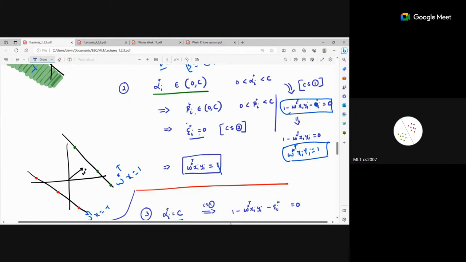When you combine alpha I times 1 minus W transpose XI YI minus the bribe, and this is equal to zero, combined like this, the value of alpha has meaning. Similarly it goes for beta, beta multiplied by this side. But beta I and alpha I do not have any specific names for them.